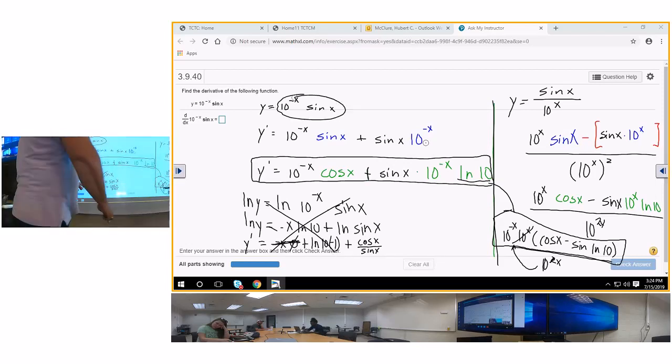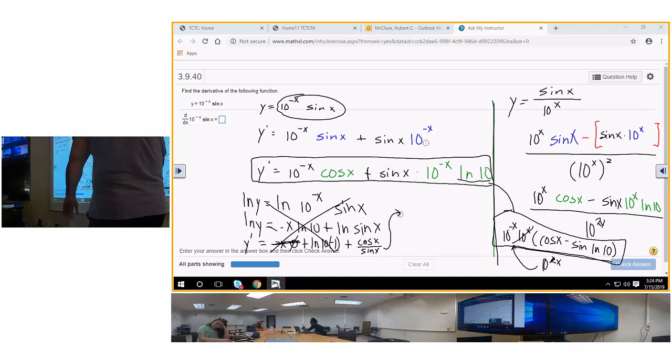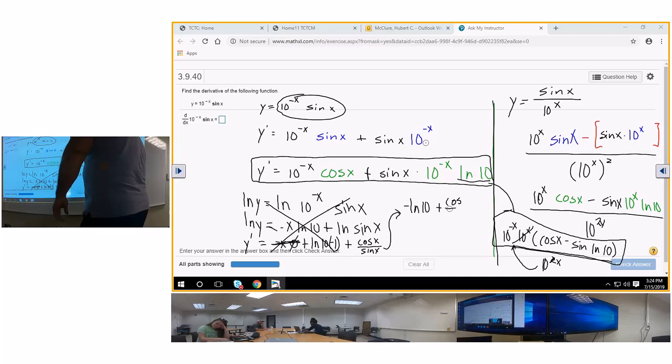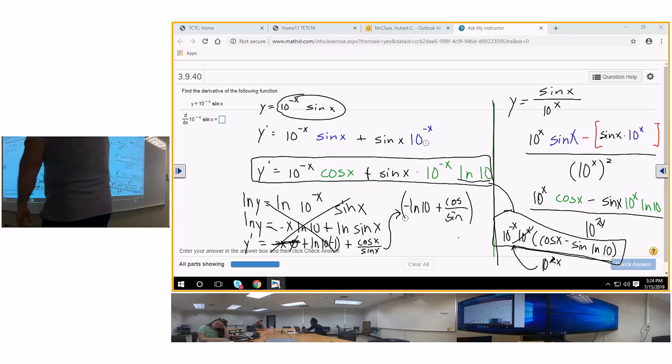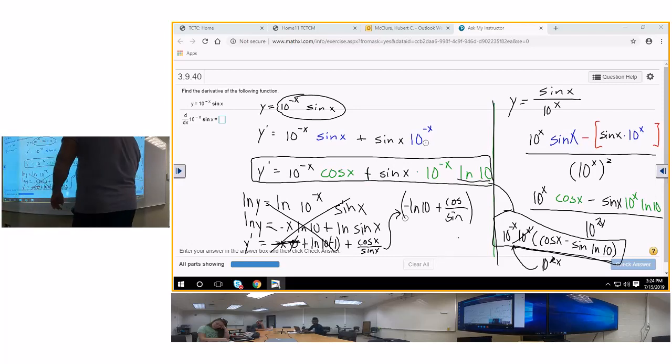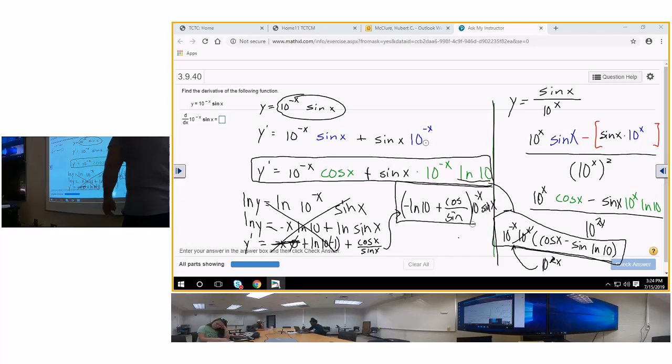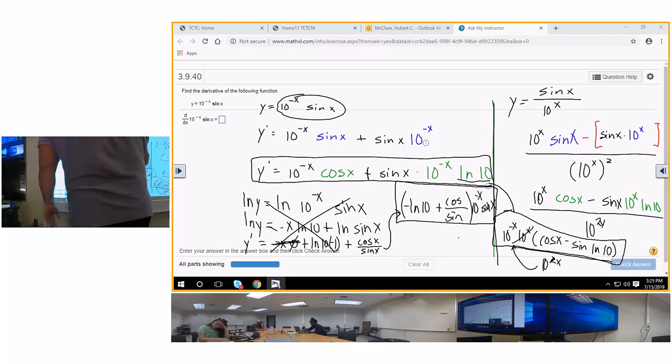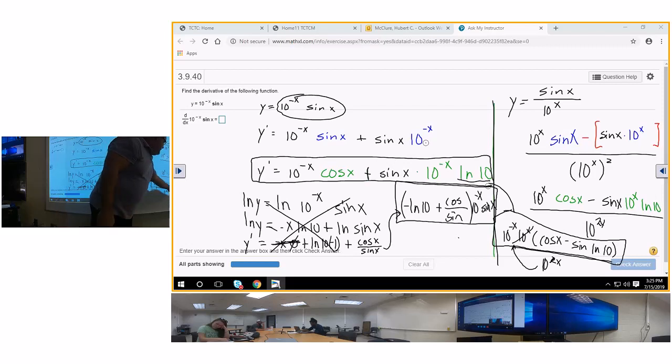So whatever you get right here, I'll just bring it over here. That's going to be negative natural log of 10 plus cosine over sine. And you don't want to do anything because you still have this over here: 10 to the negative x times the sine of x. And I'm just going to circle that because you've got to multiply that out, and you start to see negative sine, natural log of 10.